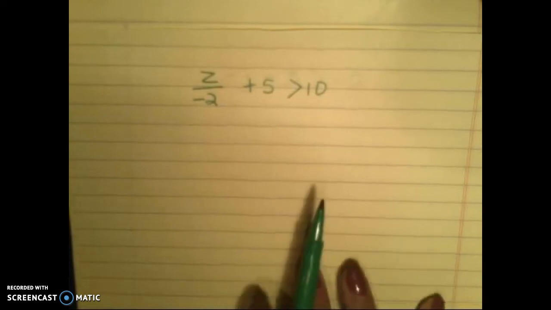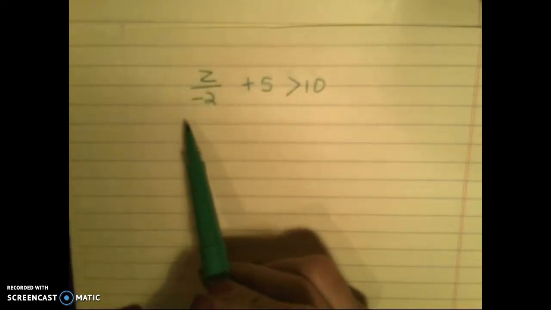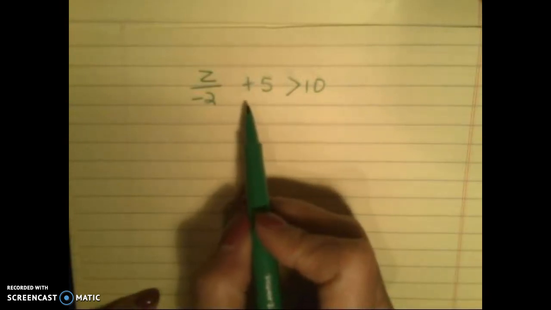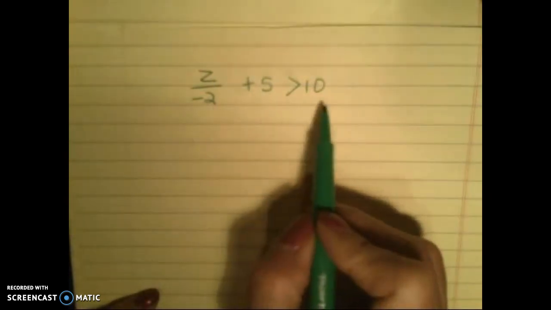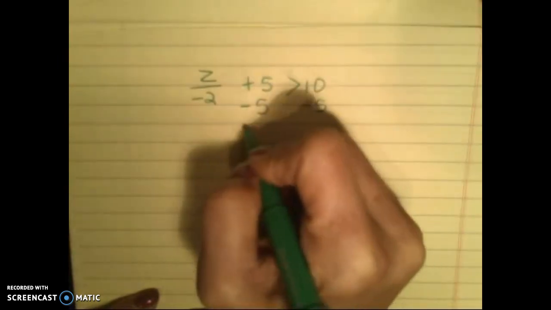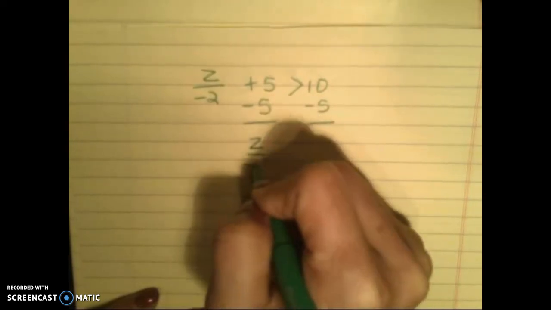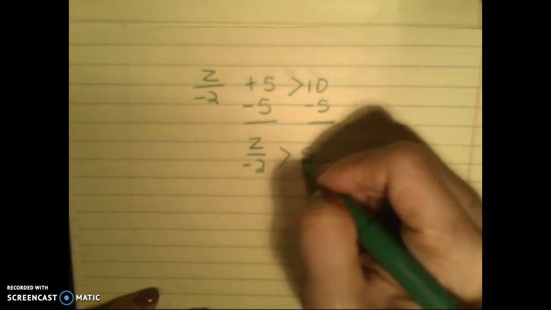So let's look at this first problem. First of all, you always want to work on the side of the variable. We've already discussed that. Then I'm going to undo the addition here because that's the easiest way to work on it. Instead of trying to multiply everything by -2, it's a lot easier to just subtract 5 from both sides. And in doing so, I get z over -2 is greater than 10 minus 5 is 5.